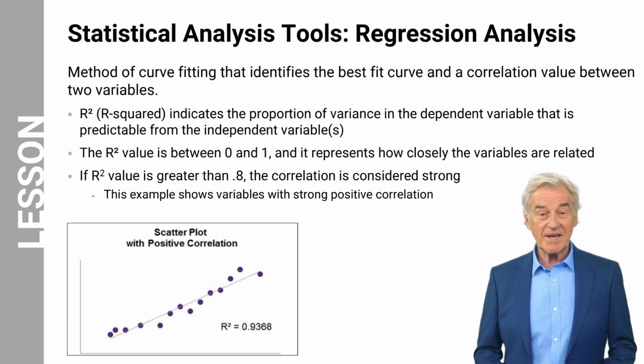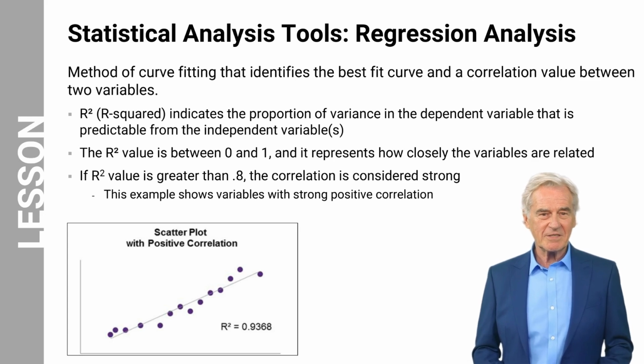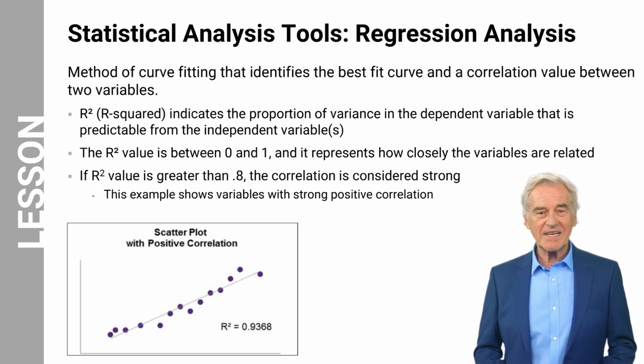In the scatter plot example in the previous slide, the R-squared value is 0.936, therefore, there is a strong correlation between cause and effect. Regression analysis is used to confirm that a cause and effect are related, either negatively or positively. It is important to remember that a relationship between variables does not mean that one variable causes the other.